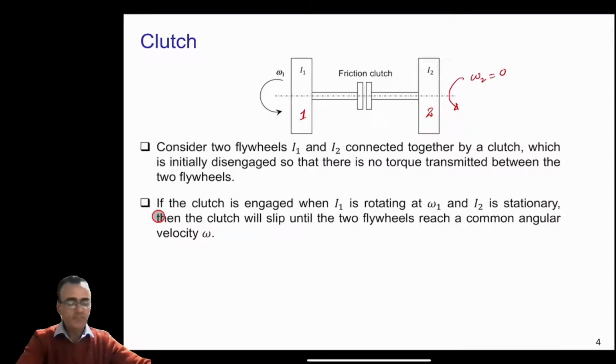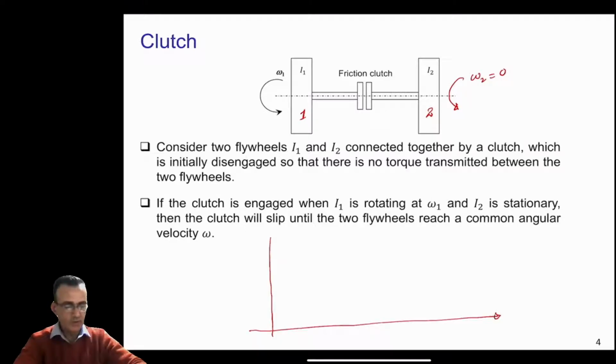Now if the clutch is engaged when I1 is rotating at omega 1 and I2 is stationary, so the initial velocity of this one was 0, then the clutch will slip until the two flywheels reach a common angular velocity omega. When you connect these two friction wheels together, what will happen to the velocity? If you want to draw the velocity with respect to time, this is our time here, and this is our angular velocity, which you can call omega.